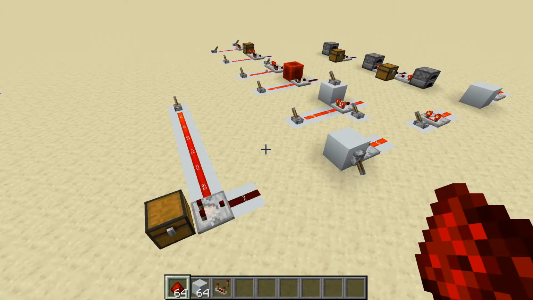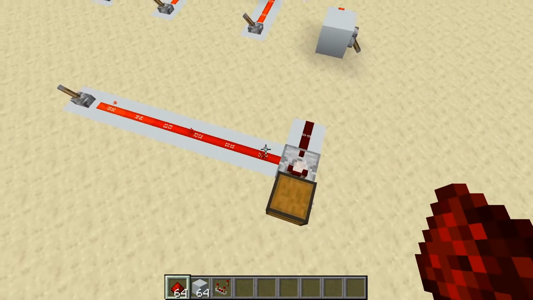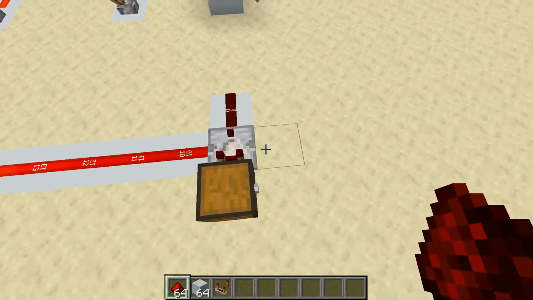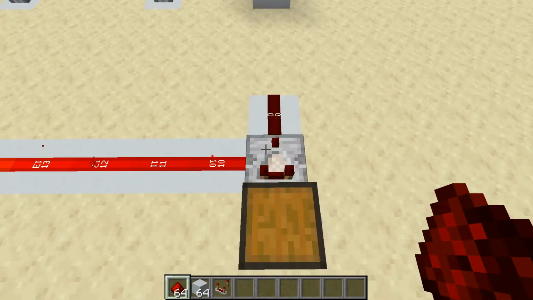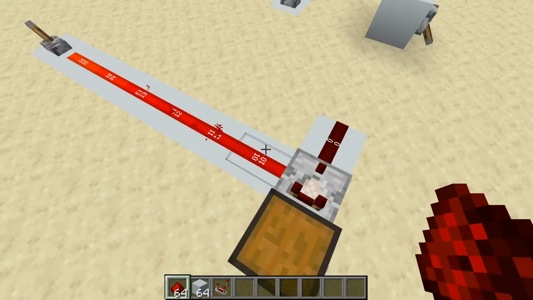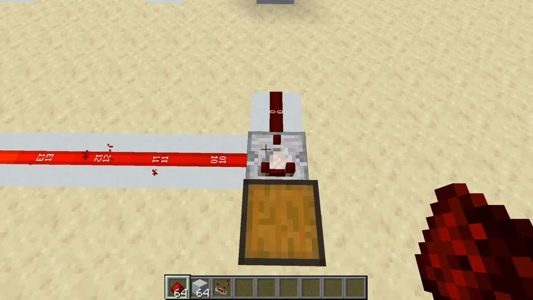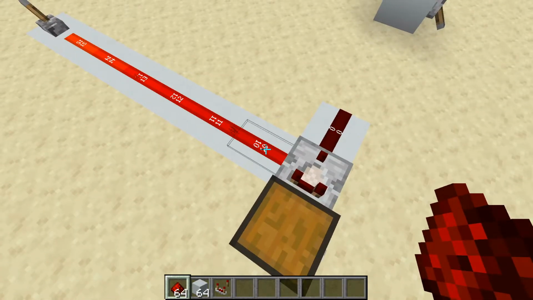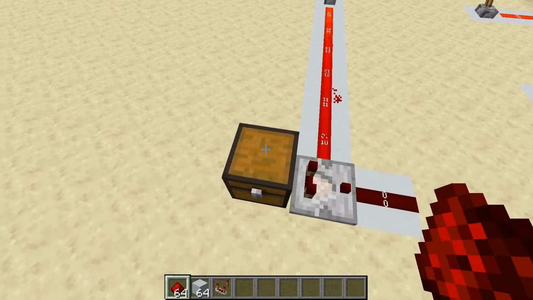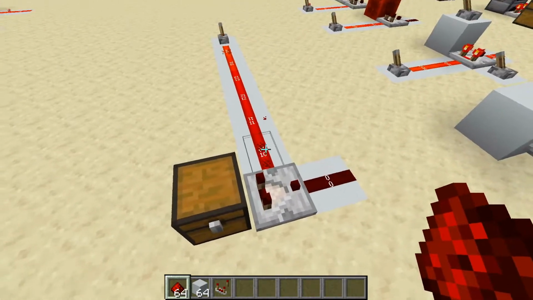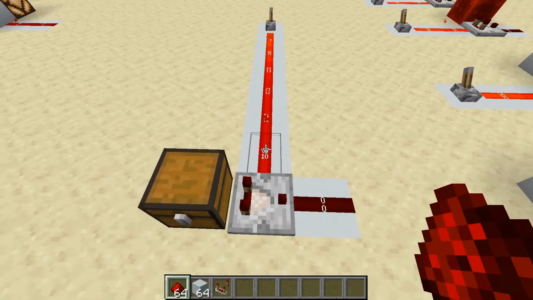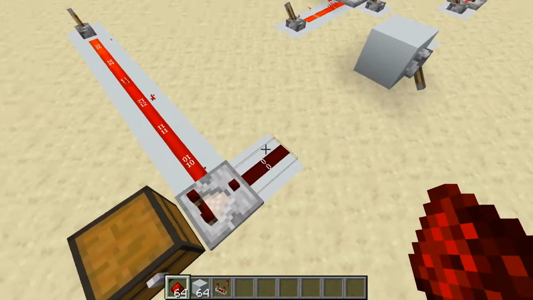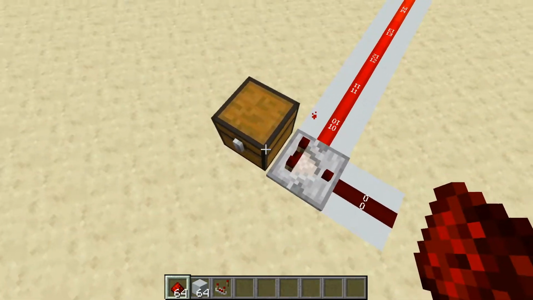All right, so let's talk about some of the more complex functionality of the comparator. The comparator will actually accept an input from the sides. So we've got a redstone signal. Its signal strength is 10 going into the side right here. And whenever there's a signal strength coming into the side, it will compare that signal strength against the signal strength of whatever is on the back. So only if this signal strength from the back is at least as strong as either of the two sides will it output the signal strength coming from the back.